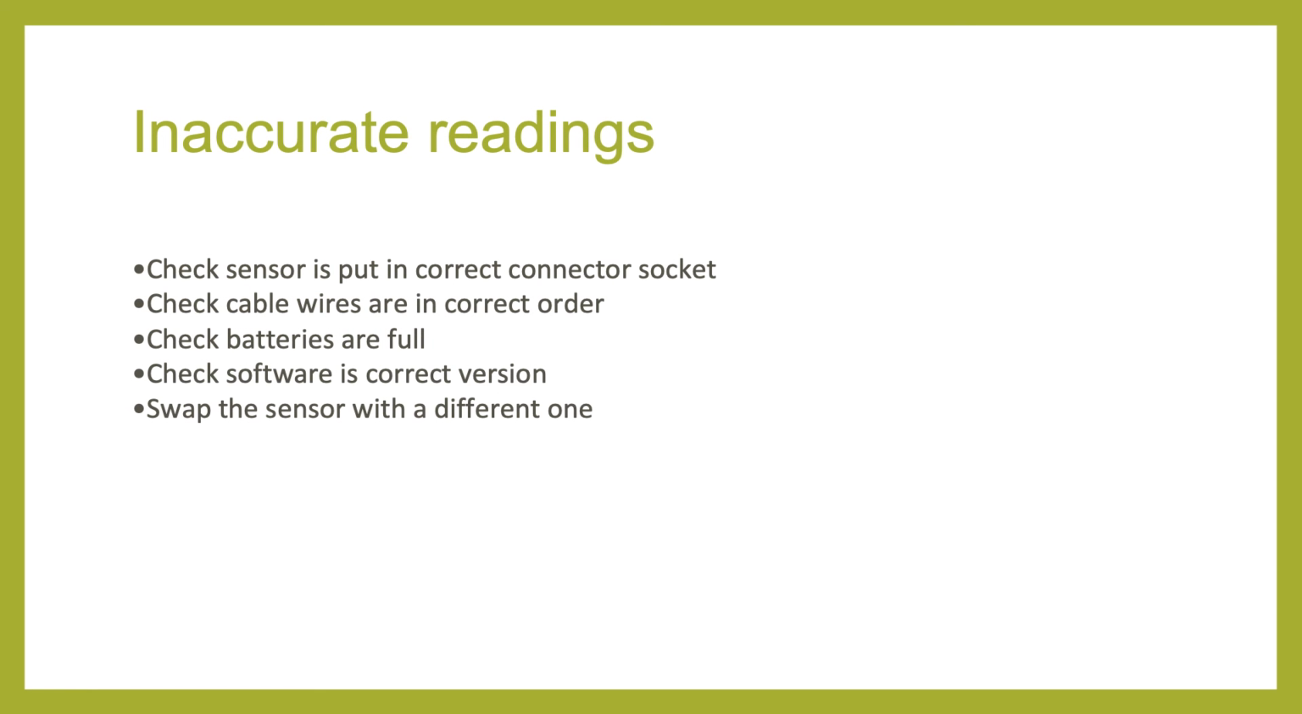If you're getting inaccurate temperature readings or sensor readings, check the sensor is in the correct connector and the cable wires are in the correct order, especially if you've disassembled the cable gland and harness. Also check the batteries are full. Sometimes a low battery means the sensor doesn't have enough power to take a proper reading. And again, check your software is correct. If all that is looking good, try swapping out the sensor.